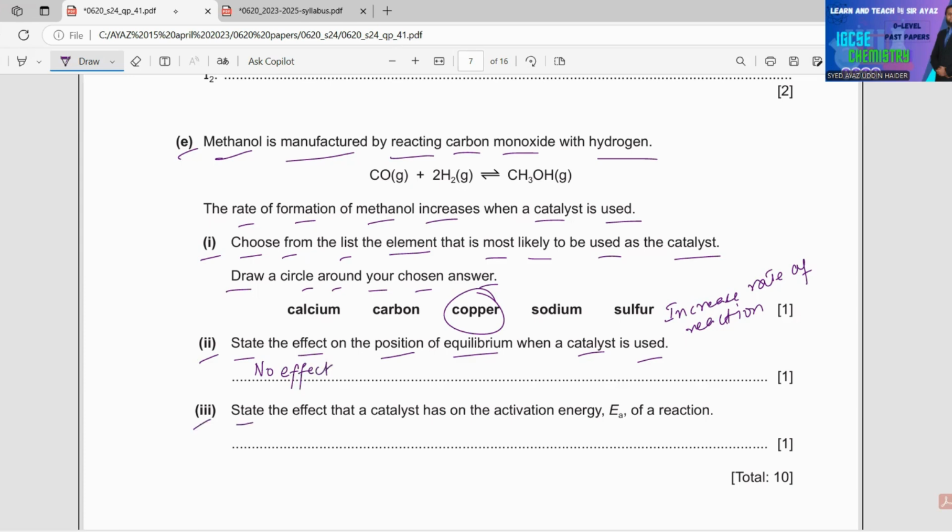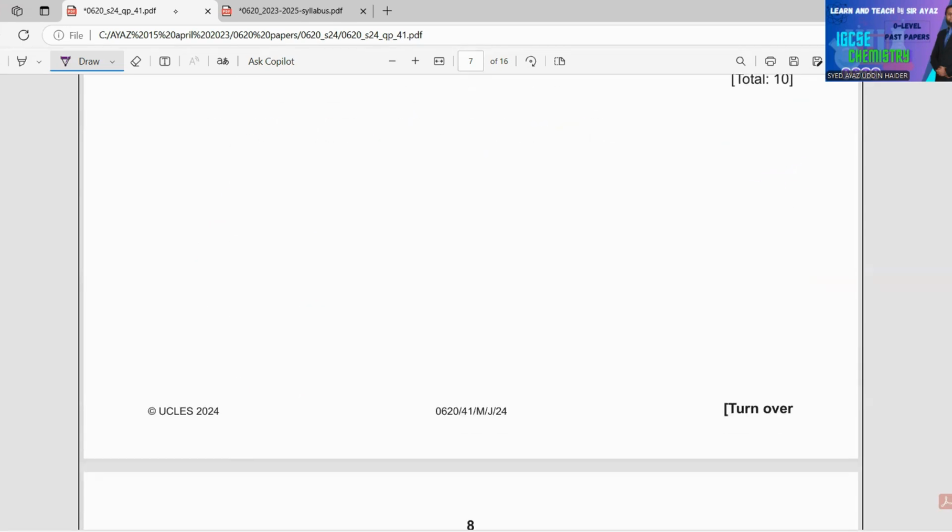Part 3. State the effect that the catalyst has on the activation energy, Ea, of a reaction. You know that it decreases or lowers the activation energy of a reaction. So you write decreases or lowers the activation energy. Ea is the activation energy of a reaction. Let's move on to the next question.